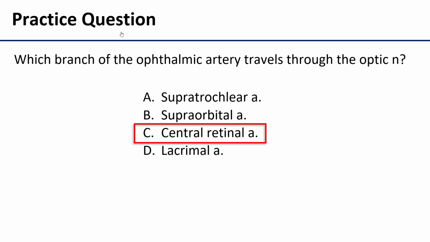And the correct answer is C, the central retinal artery. This is the branch of the ophthalmic that is going to pierce the dura that surrounds the optic nerve and travel right through its center to enter the eyeball.